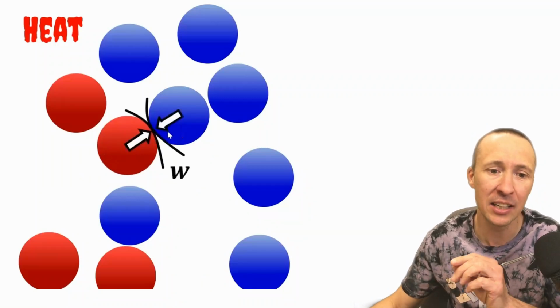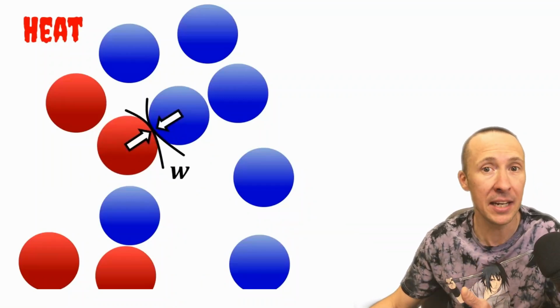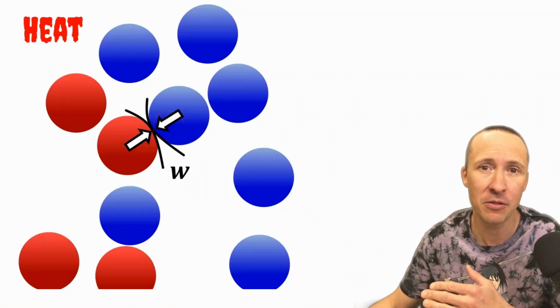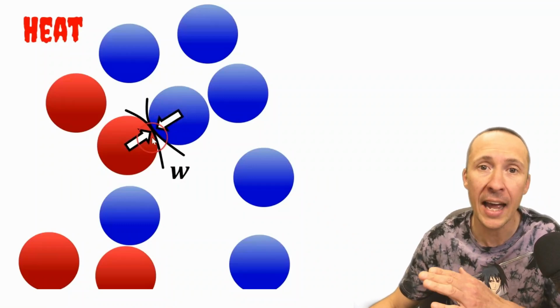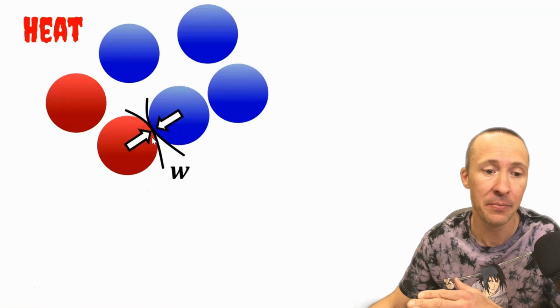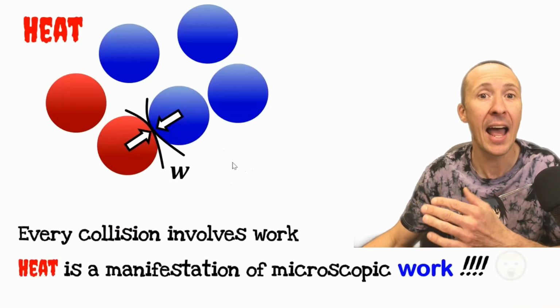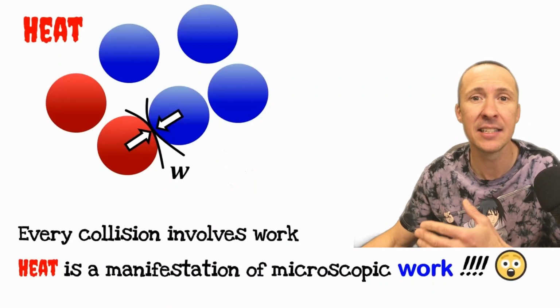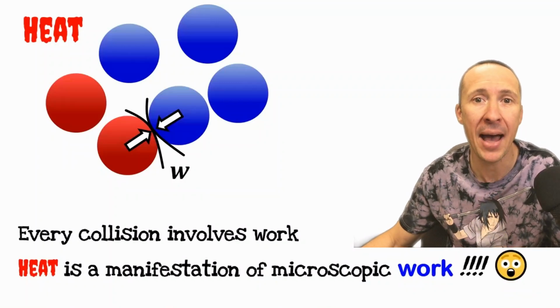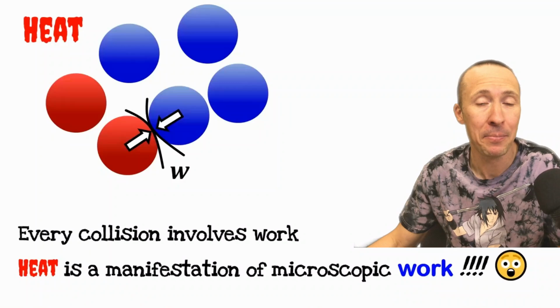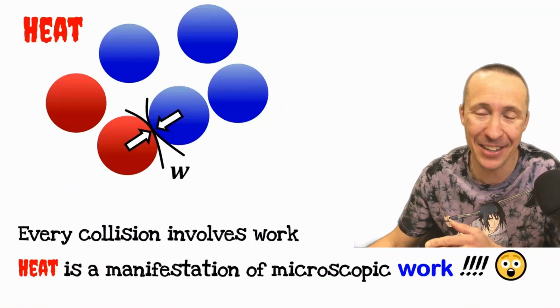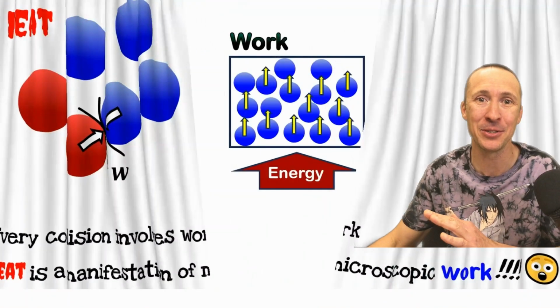And during that collision, work is being done. So in order for heat transfer to occur, work has to be done with every collision. So with every collision, that involves work. As such, heat is a macroscopic manifestation of work. And this is what blew my mind when I first learned this. I just thought this was totally crazy.